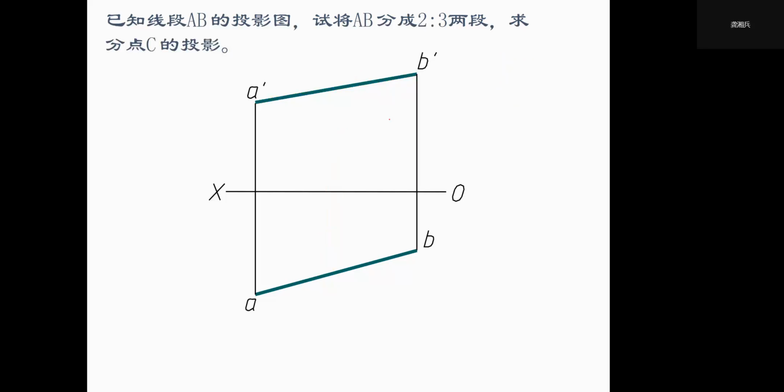So here we use a ruler, but sometimes the length is not equal to 100, maybe it is 30 or 20, so the length changes. So you can use a helper line to find the 2 to 3. I will show you in this PowerPoint.